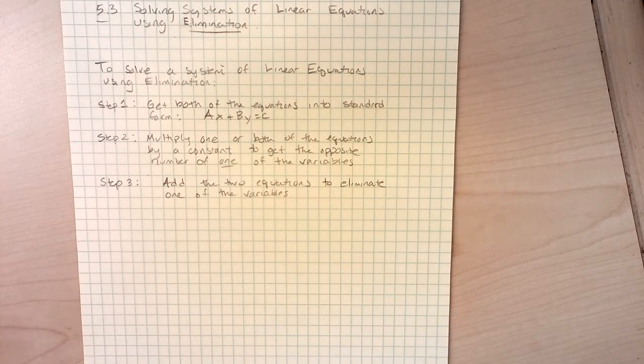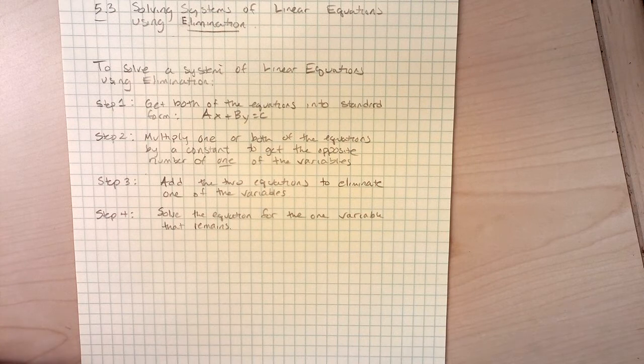Okay, after you get the opposite number of one of the variables, here's why it's called elimination. You add the two equations together. If both your equations are in standard form, as you'll see, all the like terms line up. And then once you add your two equations together, whatever variable you add the opposite of, that will be gone or that will be eliminated. Since one of your variables will be eliminated, you can solve the remaining equation for whatever variable is left.